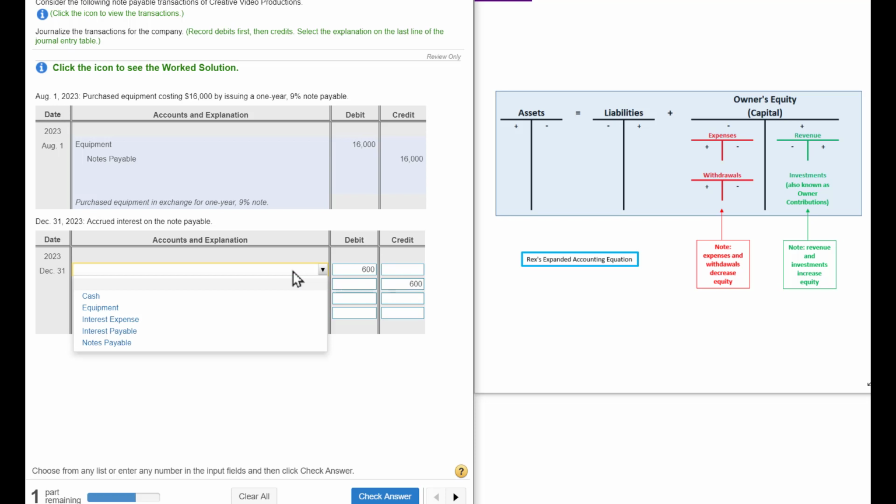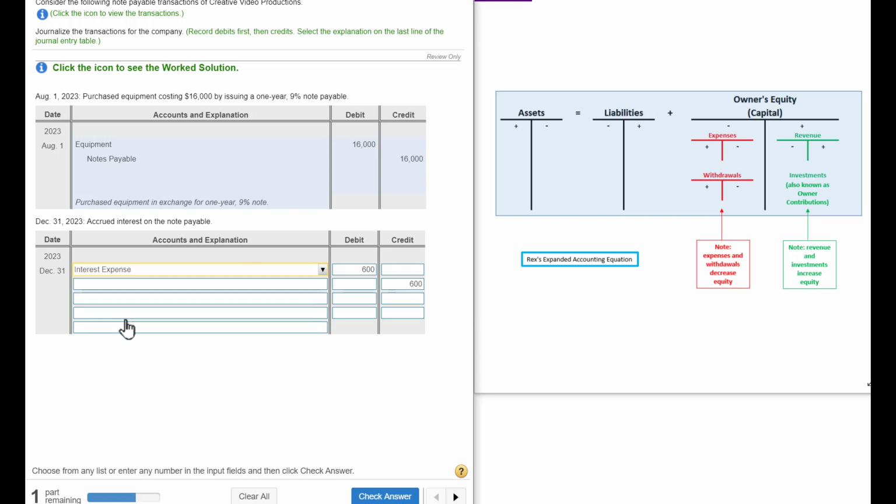So we have to show an interest expense. And so why am I debiting interest expense? Because we have more interest expense, and expenses increase on the debit side. Therefore, I am debiting interest expense.